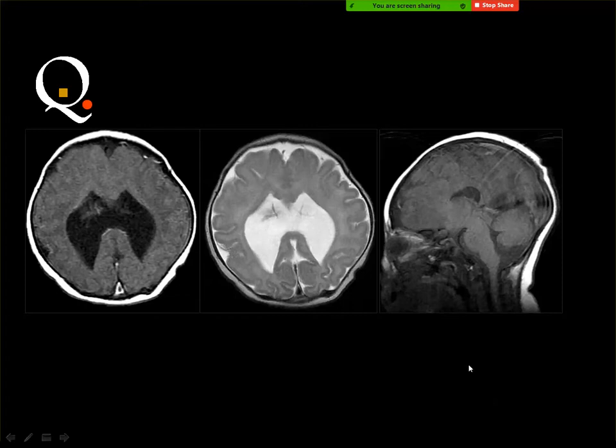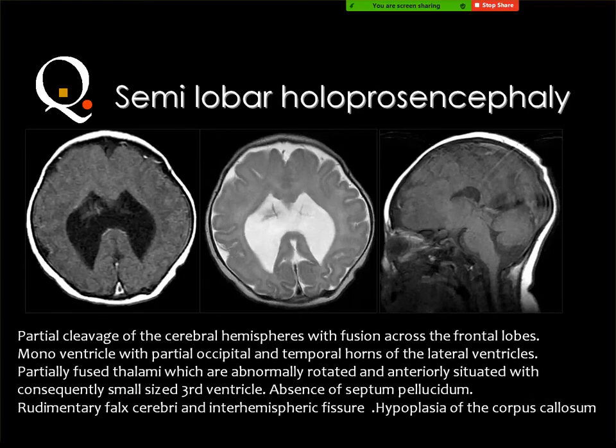Then this is the first case and you see an MRI of the brain. This is T1 and this is T2 and this sagittal T1. Semilobar holoprosencephaly. This is one of the subtypes of holoprosencephaly. We have the alobar type, the semilobar type, and the lobar type.